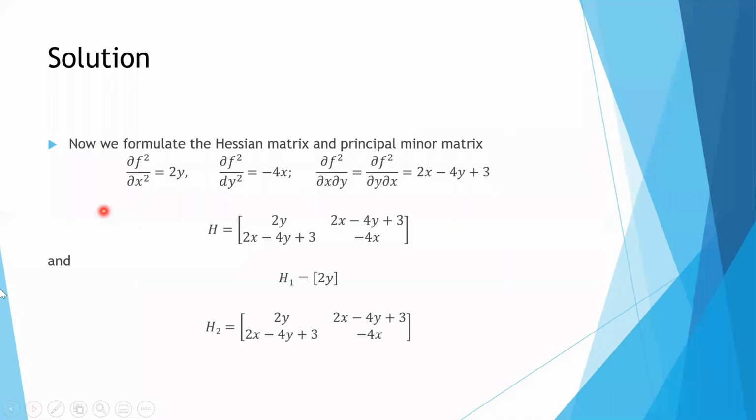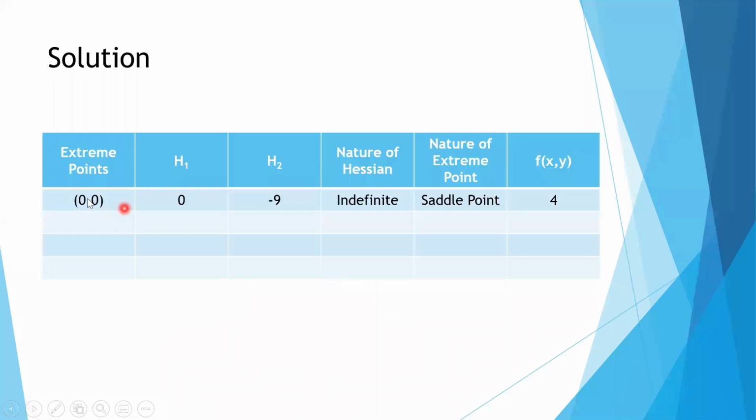Like I said, if you look at the previous problem, these are nothing but x and y. So at each extreme point, I'm going to substitute that value of x and that value of y here to get the determinant value. So x is 0, y is 0. The determinant of h1 will be equal to 0 and the determinant of h2 is minus 9.